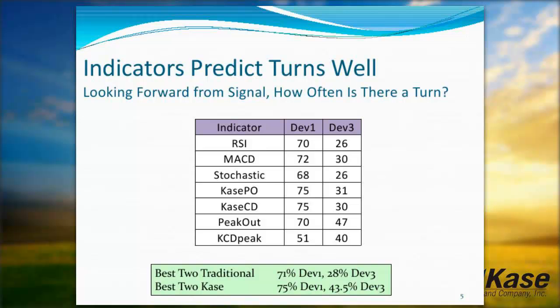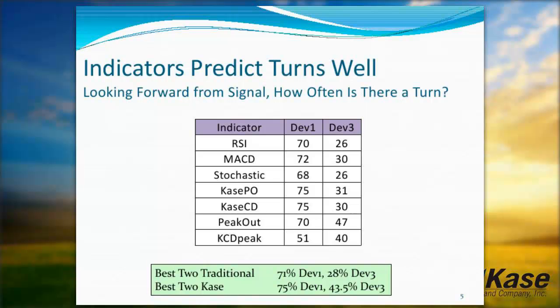I mean, we obviously have a better performance by about 4 percentage points on average, but really it wasn't enough to be statistically significant to say, hey, the Kase indicators are superior. So then we really started to look and say, well, what if we hit a stop first? What if we hit Dev1? How often was that preceded by a divergence? So in this slide here, what we're looking at is when there's a divergence, how often does it hit Dev1?